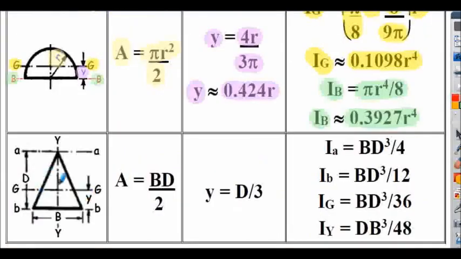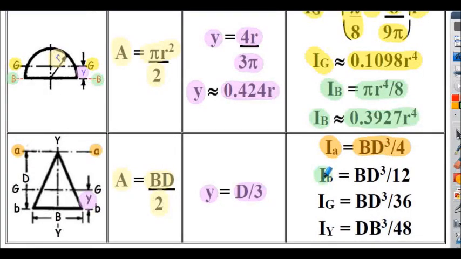Finally included a triangular section, area BD divided by 2, half base times height. Notice that the y dimension shown here is actually the height d divided by 3, it's a third of the height from the base. And I've calculated various second area moments. For I about the lowercase a axis, that's shown here at the top of the triangle, the apex of the triangle, and that's BD cubed divided by 4.